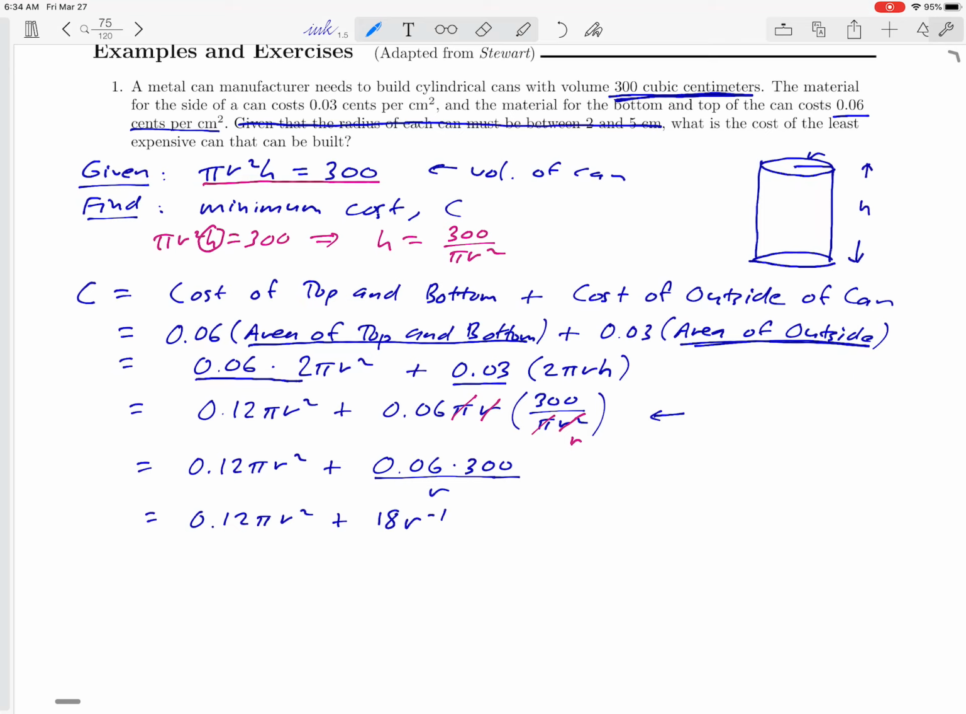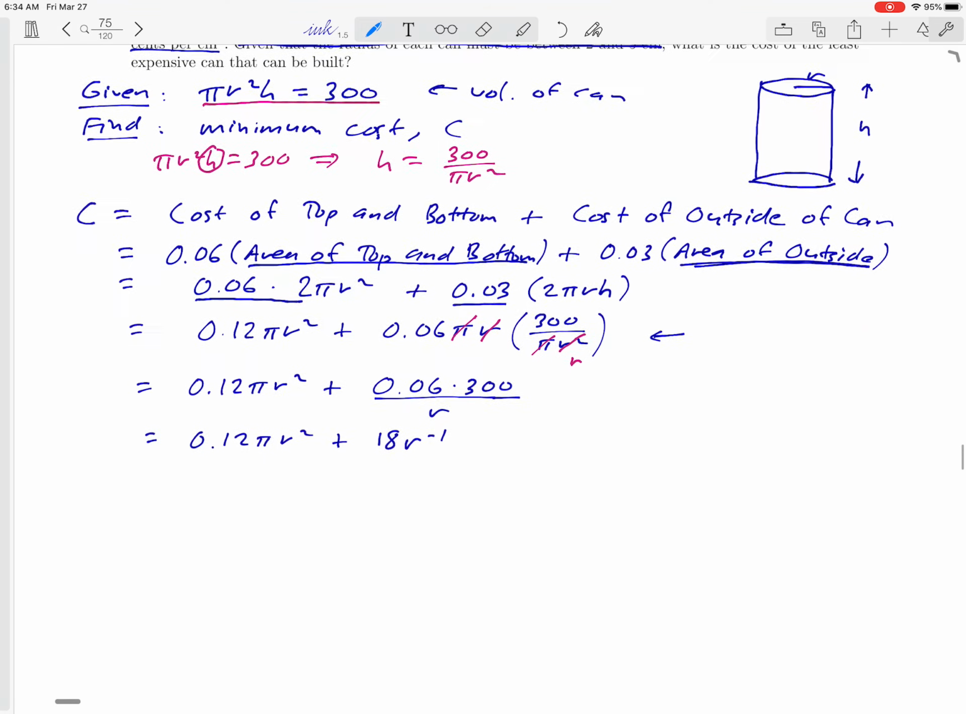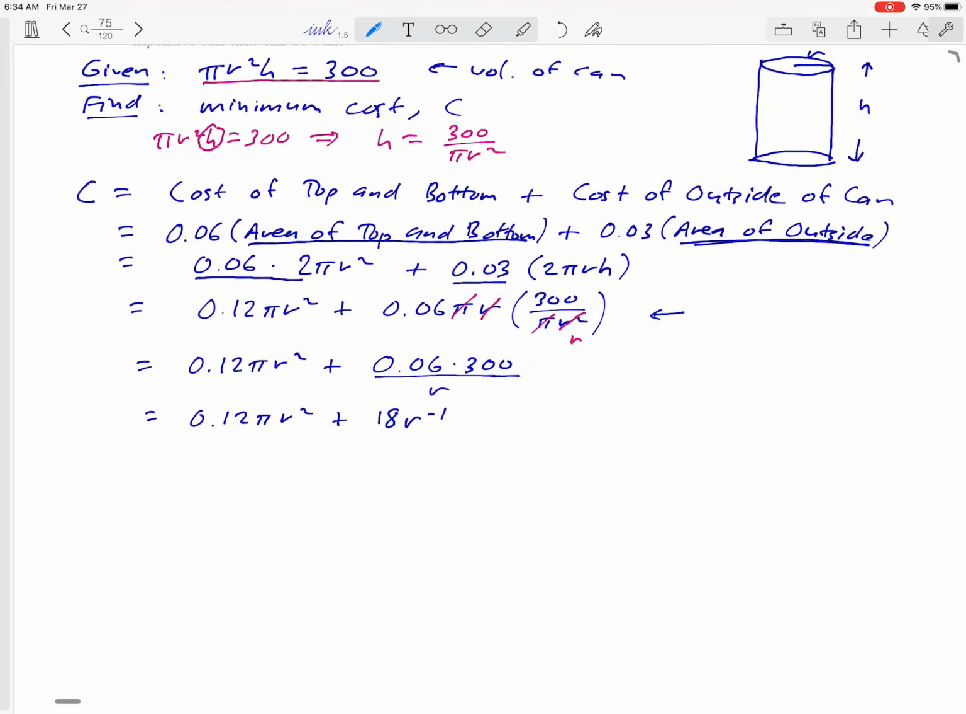All right, so we'll take the 0.06 times 300, that's going to give us an 18, and we'll move the r into the numerator and make it an r to the minus 1. Okay, that's going to be an easier derivative to take. Okay, so we are ready then to find our critical points, which means we're going to take the derivative of c.